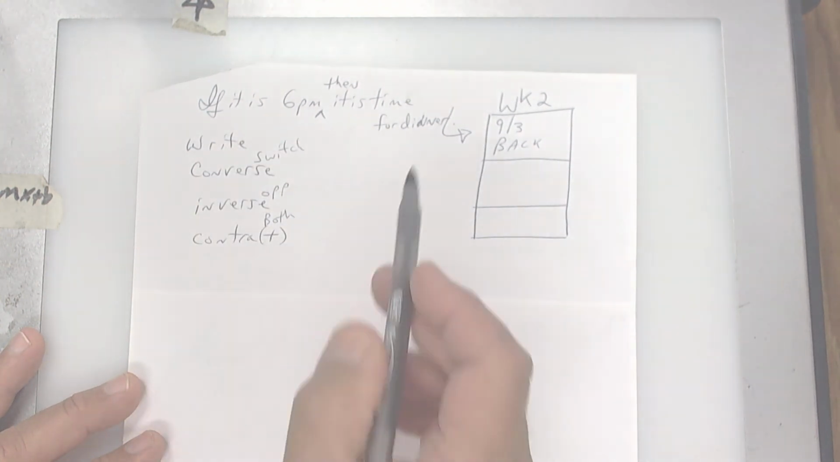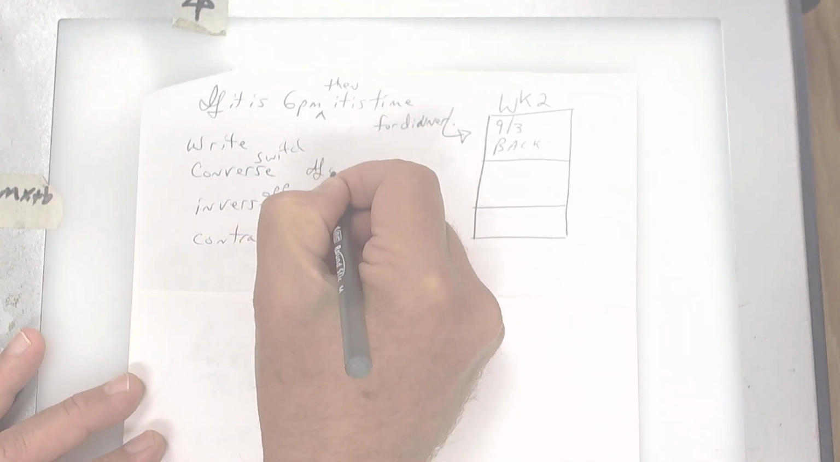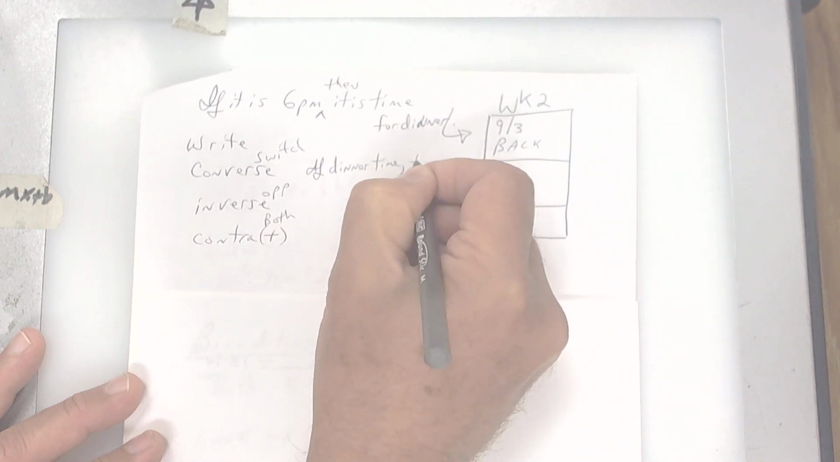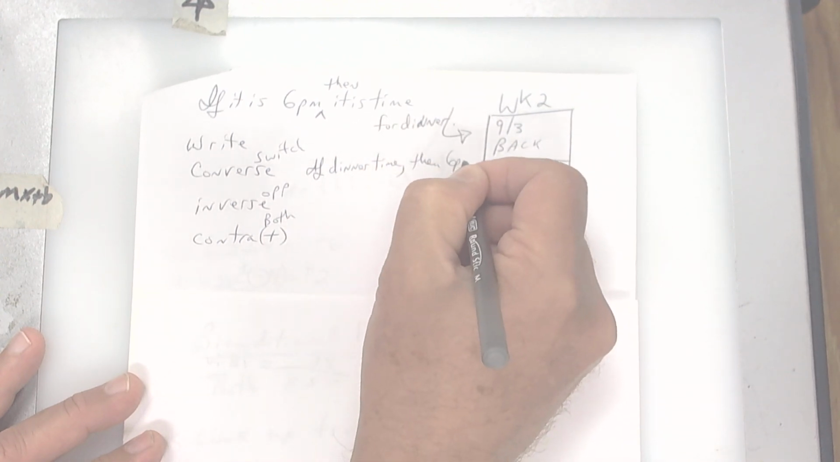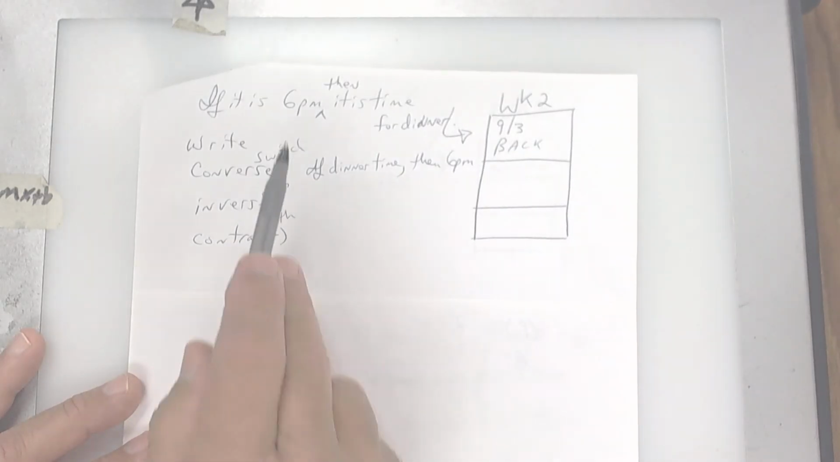So the converse, we're going to put this in the front. If it is time for dinner, so if dinner time, then 6 p.m. Now I kind of abbreviate it, but there you go. The inverse is the opposite. You leave it the same way.